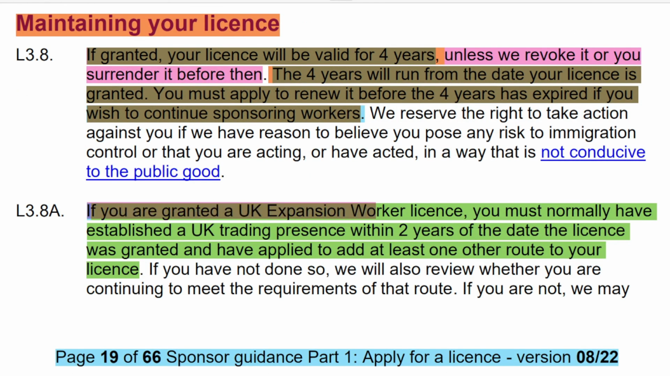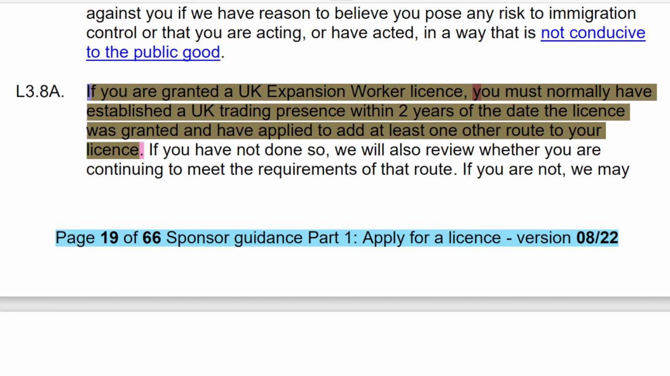If you are granted the UK expansion worker license, you normally have to establish a trading business within 2 years of the license being granted, and you have to apply to add at least one other route to your license. This is another important question many people ask about the UK expansion worker visa: how much time do they have to run the business? So they have 2 years. When you get that license, you have 2 years. You need to make sure that you submit the documents and you apply for another route.